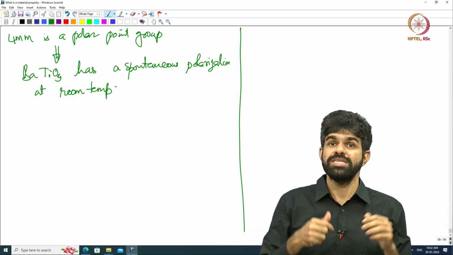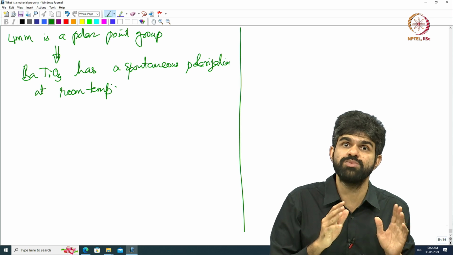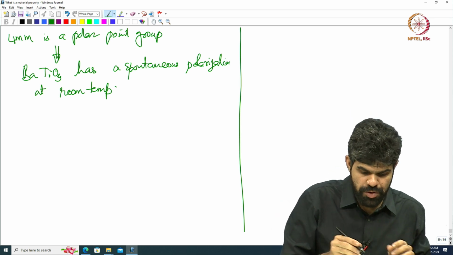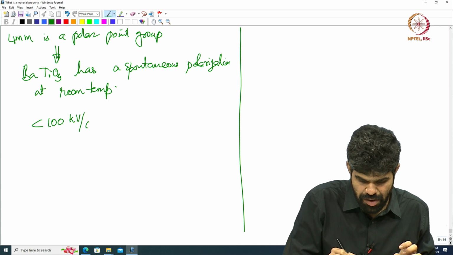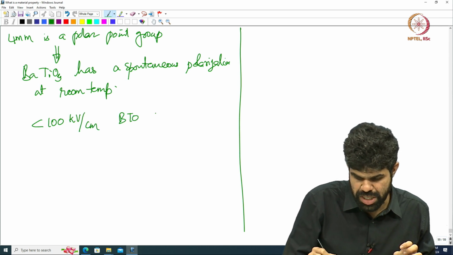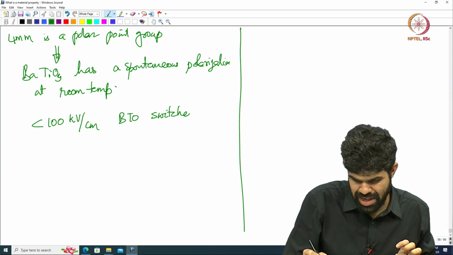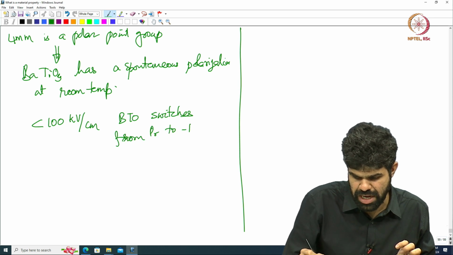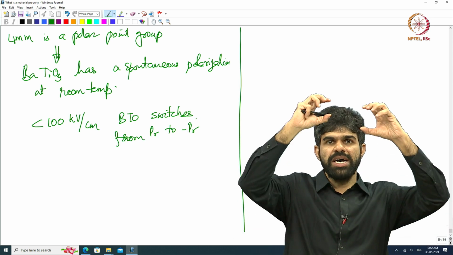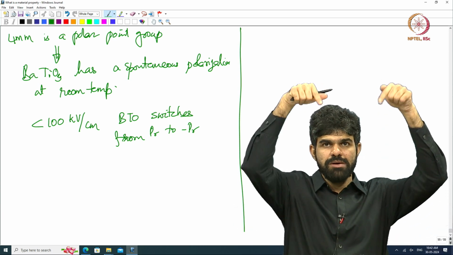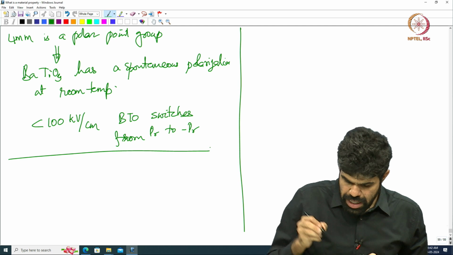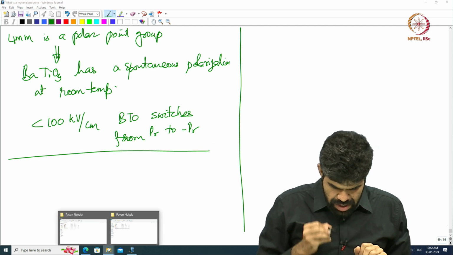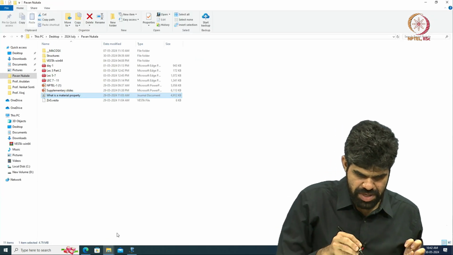Indeed, in case of barium titanate such a switching does happen at fields which are few hundred or so, less than 100 kilovolt per centimeter. Barium titanate switches from PR to minus PR. So, the spontaneous polarization is PR, polarization is facing up, but it becomes minus PR where polarization faces down. Okay. Now, let us look at some of the visualization of whatever I was just saying.